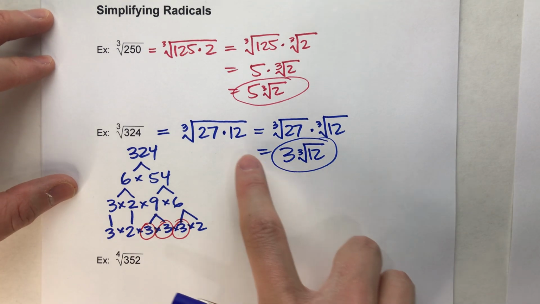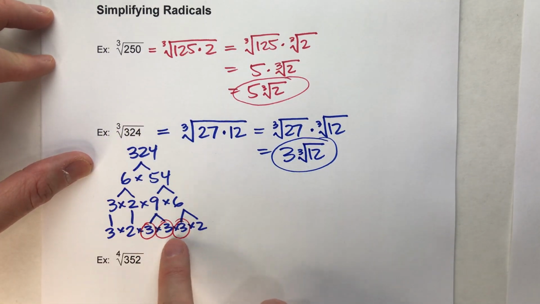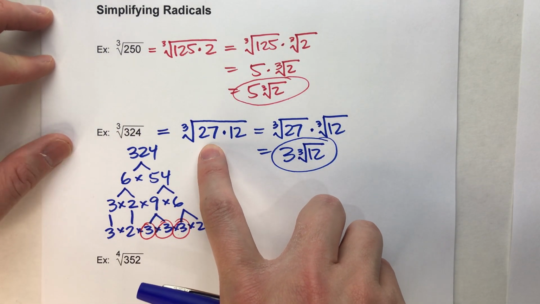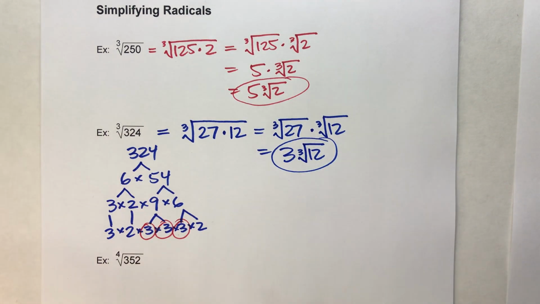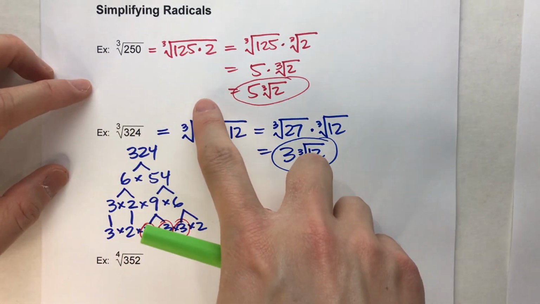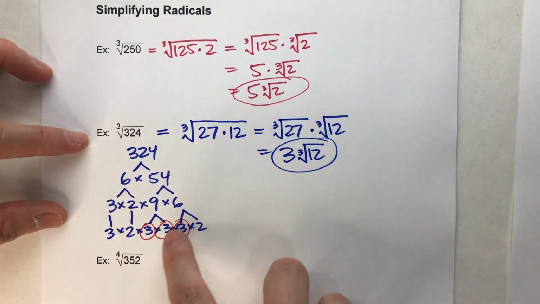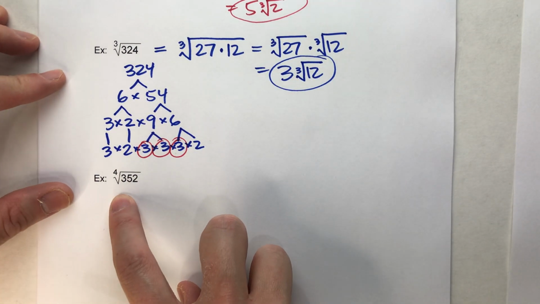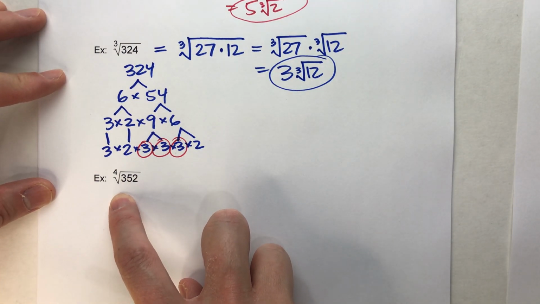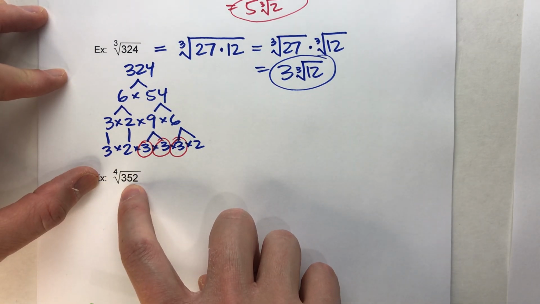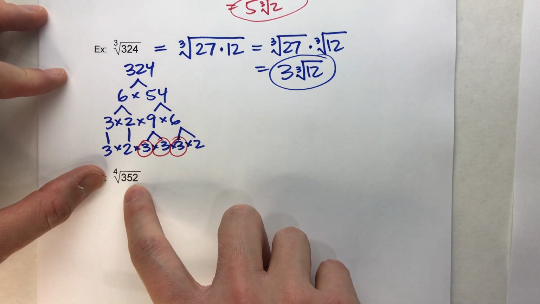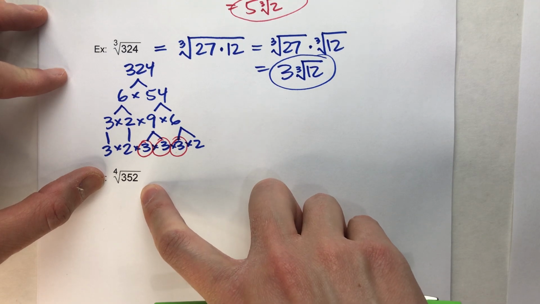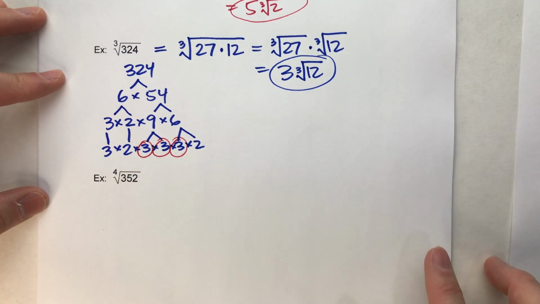All right? So by making a factor tree and looking for trios, I was able to find the biggest perfect cube that goes into 324. Okay? So for square roots, we would find pairs. For cube roots, we find trios. And guess what? For fourth roots, we're going to have to find groups of 4. And again, we would need the biggest, I don't know, number that's fourth rootable that divides in 352.